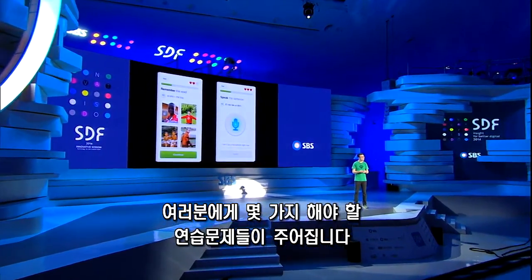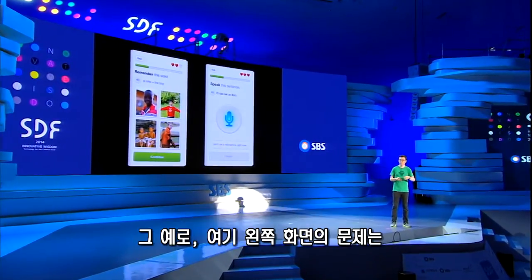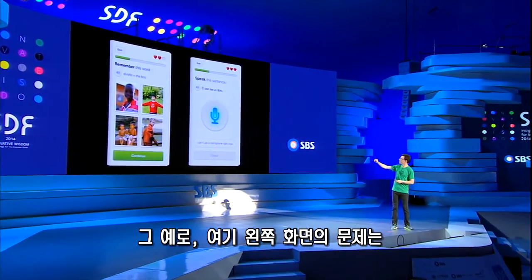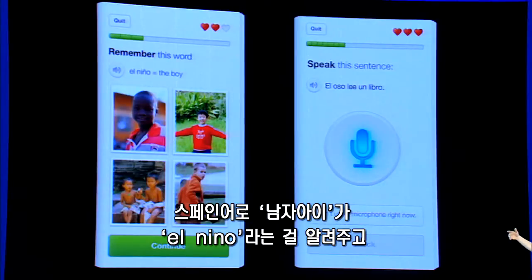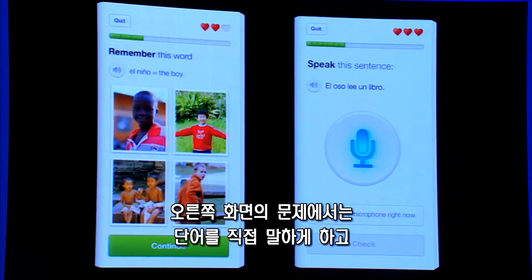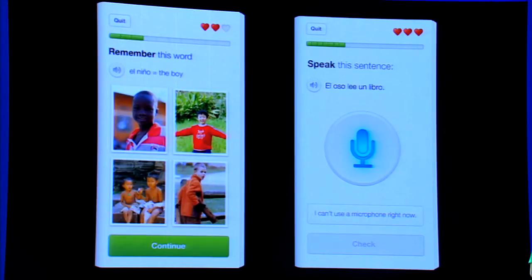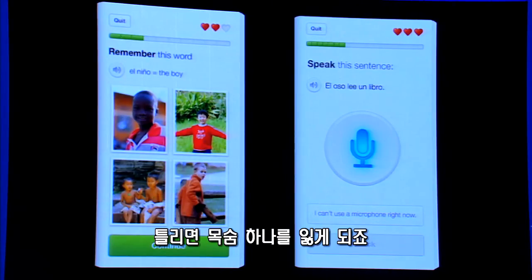Now, learning on Duolingo, when you're inside a lesson of Duolingo, the way it looks is that you have these little exercises that you have to do. The exercises teach you certain concepts. So for example, this exercise on the left teaches you that the word in Spanish for boy is niño. Other exercises, you have to say something to the app, and it tells you whether you said it correctly or not.